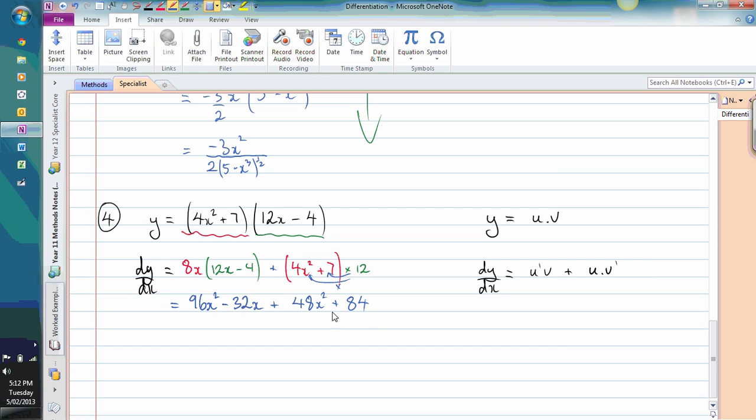And let's have a look here. I can gather like terms together. There's an x squared here and an x squared there. So I have 96x squared plus 48x squared, and that is going to be 144x squared minus 32x plus 84. And that's going to be the derivative of this function here using the product rule.